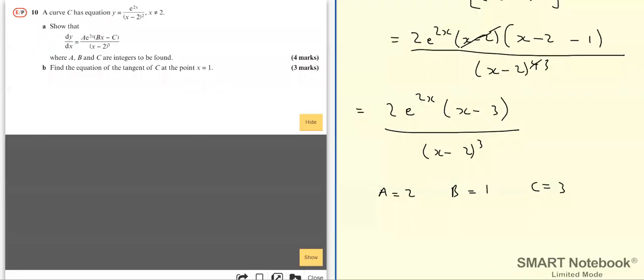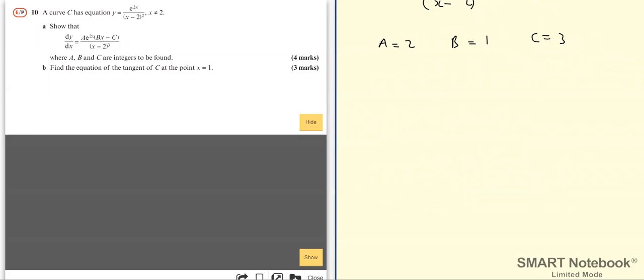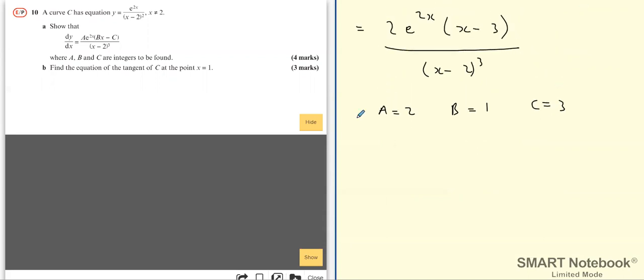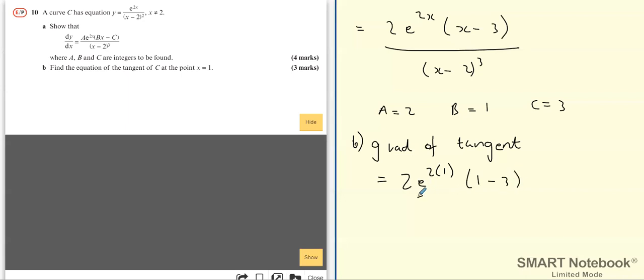So let's have a look. We've been asked to work out the equation of the tangent at the point where x equals 1. Now we worked out dy by dx. So we can say gradient of tangent, part b, gradient of tangent, and literally I would write that in the exam just so that I'm clear, is 2e to the 2 times by 1 minus 3 all over 1 minus 2 cubed.